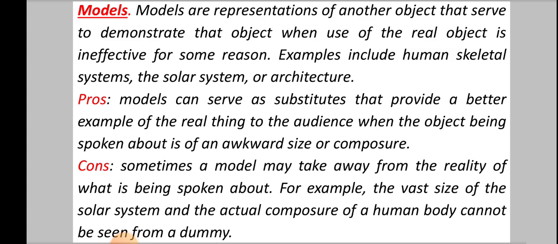The cons are that sometimes a model may take away from the reality of what is being spoken about. For example, the vast size of the solar system and the actual composure of a human body cannot be seen from a dummy.